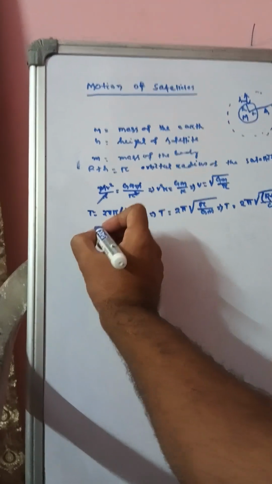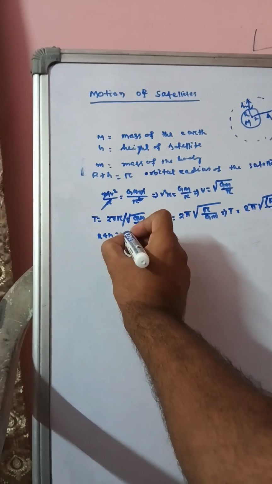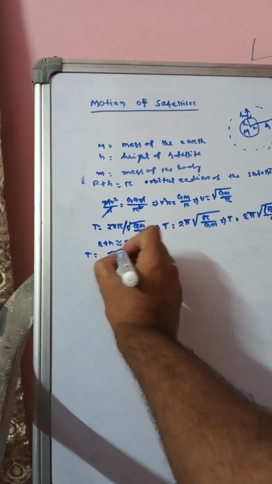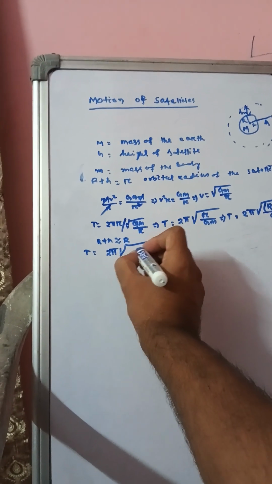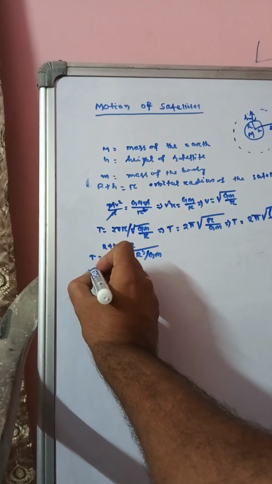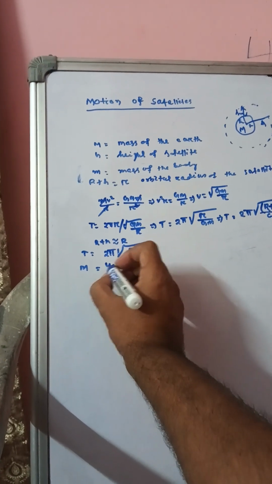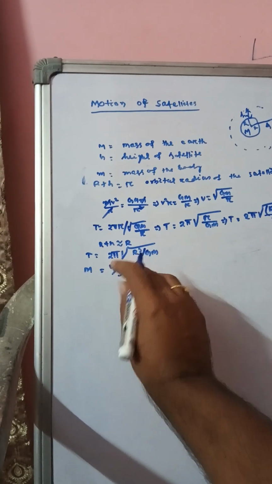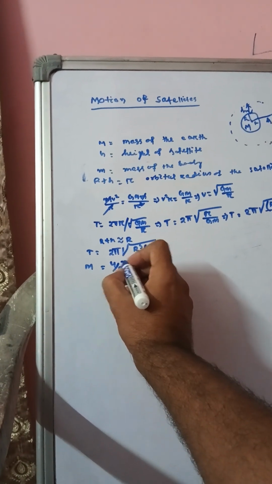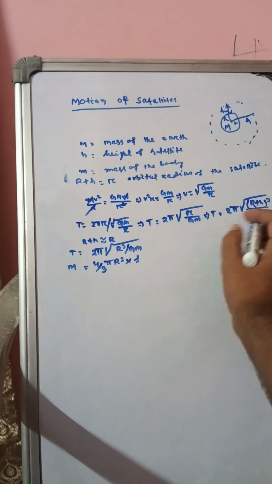Then R plus h is nearly equal to R, so we put the value R. T is equal to 2 pi square root of R cube divided by GM. We know the mass M is equal to volume into density for any spherical object, so M is equal to 4 by 3 pi R cube into density. We put this value in the equation.